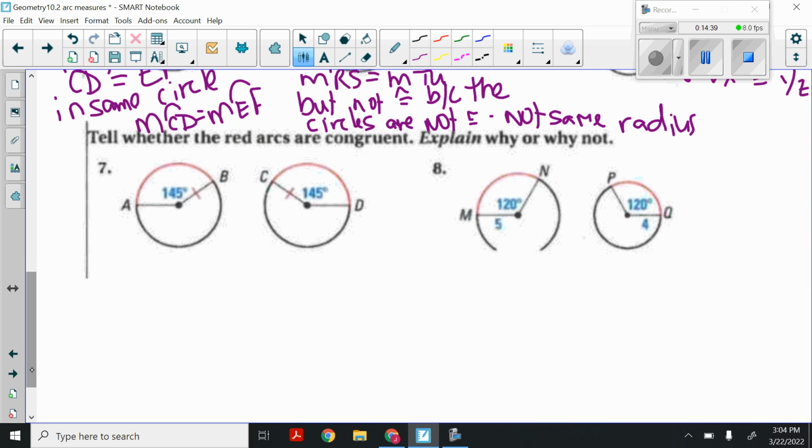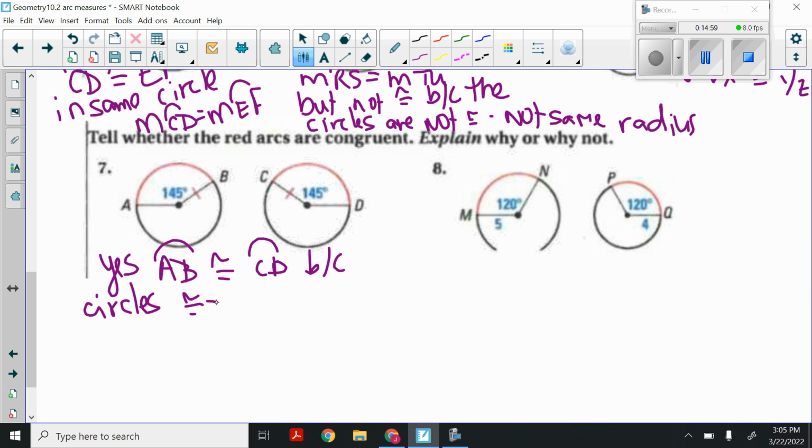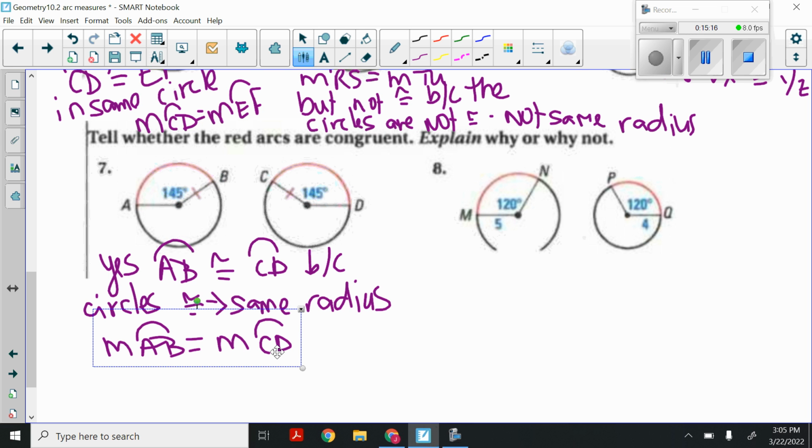So we're going to do some more of that. So 7 and 8 down here, tell whether the red arcs are congruent. Again, are my two circles congruent? Okay, so yes. Arc AB is congruent to arc CD because the circles are congruent, because they have the same radius, right? The radiuses are marked congruent. I know that the measure of arc AB is equal to the measure of arc CD. They're both 145 degrees. And since the circles are congruent, that means the arcs are congruent.